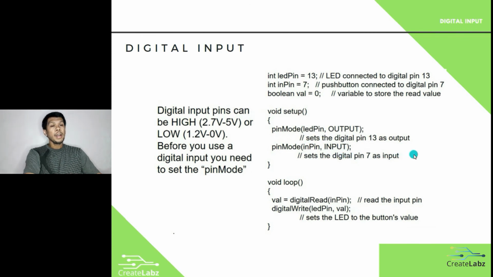PinMode OUTPUT is to set the value of the pin. PinMode INPUT is to read the value of that pin. Now, the function that we're going to use is digitalRead. And then the parameter is the pin or the pin number. Val here is equal to digitalRead(inPin). Now we have two functions, digitalRead and digitalWrite.